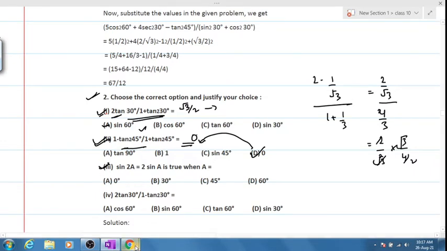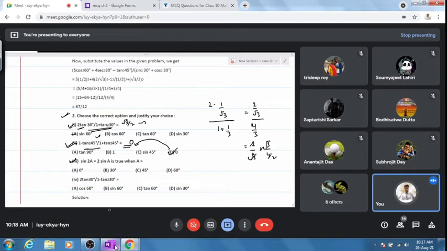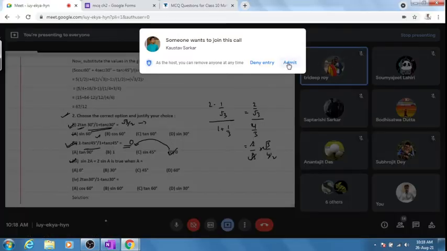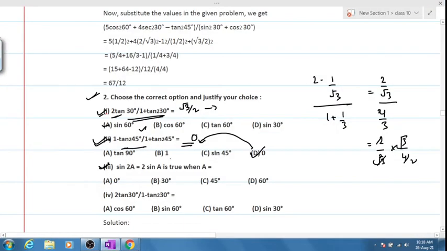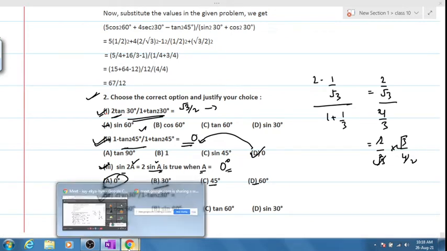Question number 3 now. This value will be 0. Sine 0 is 0, sine 0 is 0 over here. Both values will be the same. 30 not applicable, this will become 60. This will become 30, 45 not applicable. 60 not applicable. So we'll go with 0 degree. Is it clear? Any doubt? People who are done with this, please move on to question number 4.